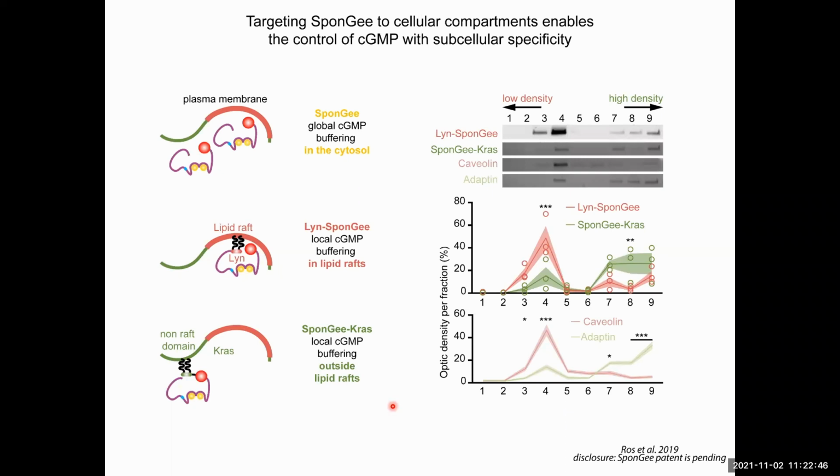And we used membrane fractionation to evaluate whether or not they would be confined in the compartment we hoped they would be confined in. Lyn-SPONGI, after fractionation on a sucrose gradient, was found in fractions 3 and 4 of this fractionated plasma membrane. And that's where we found caveolin as well. Caveolin is the protein that is found in the lipid raft. SPONGI-KRAS is more found in the higher density fractions, like adaptin, which is a marker of non-raft plasma membrane. So we have SPONGI in lipid raft, SPONGI-KRAS outside lipid raft.